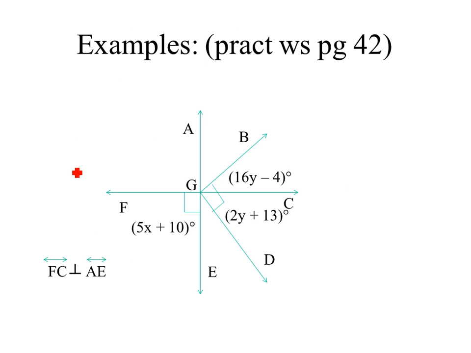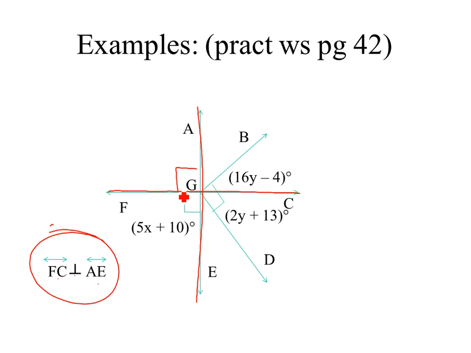All right, on this example, it's just a practice example. We'll look at this down here at the bottom. It tells us line FC is perpendicular to line AE. So this is AE down through here, FC is across through here. That means all these angles, all the way around there, are right angles.